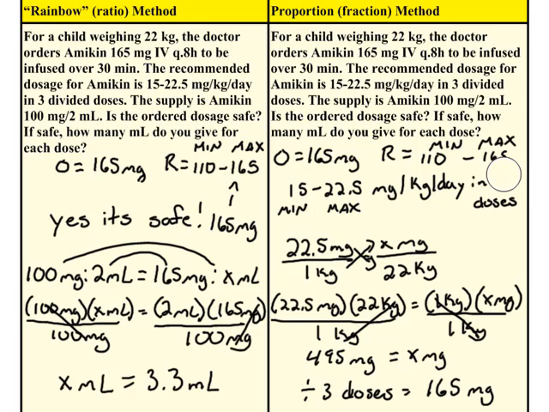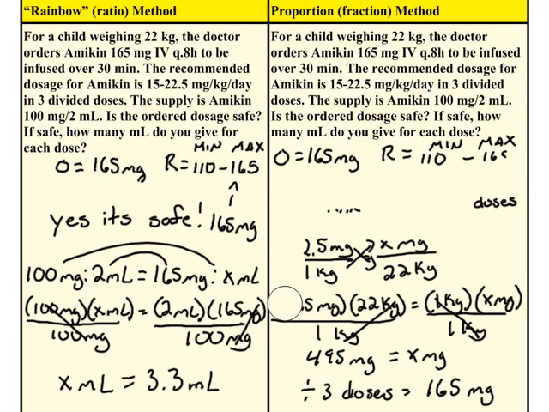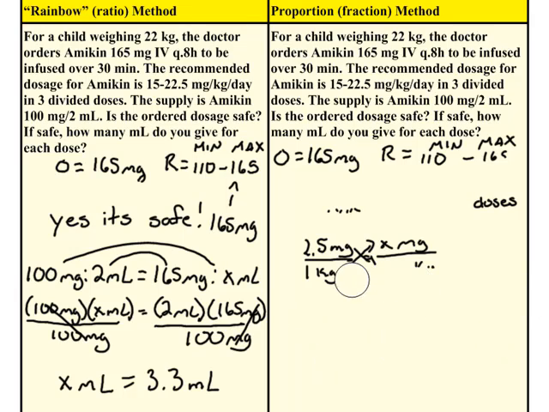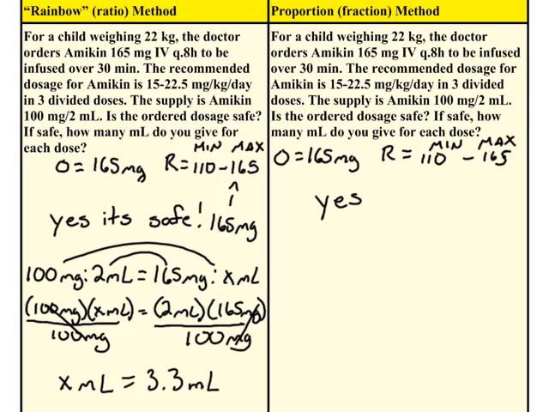We now should be able to compare the doctor's order to this safe dosage. And if we look, the doctor ordered 165 milligrams. Our safe range is 110 to 165 milligrams. Because the 165 milligrams ordered matches the maximum, it doesn't go over the recommended dosage, we know that this dosage is safe to give.